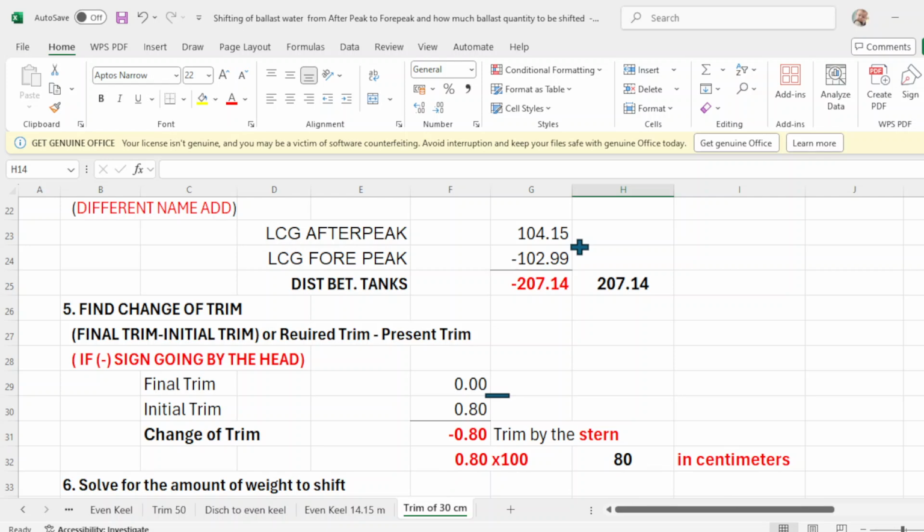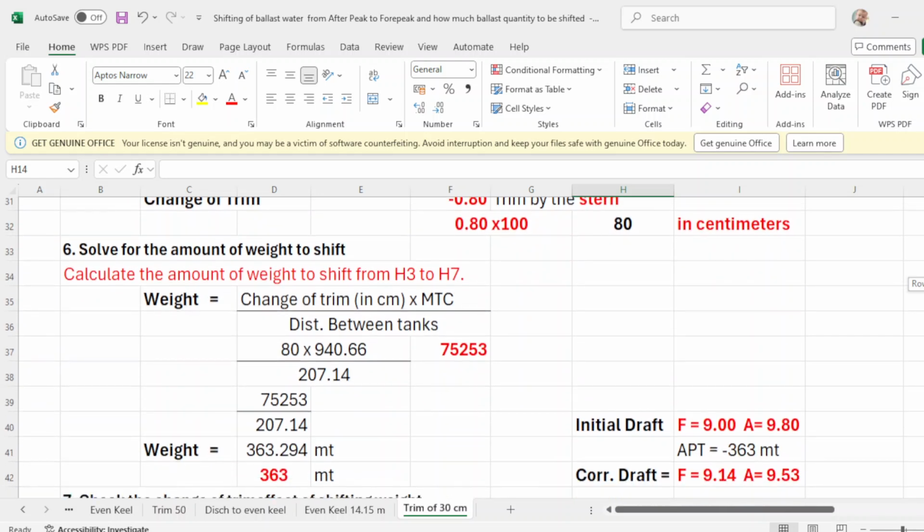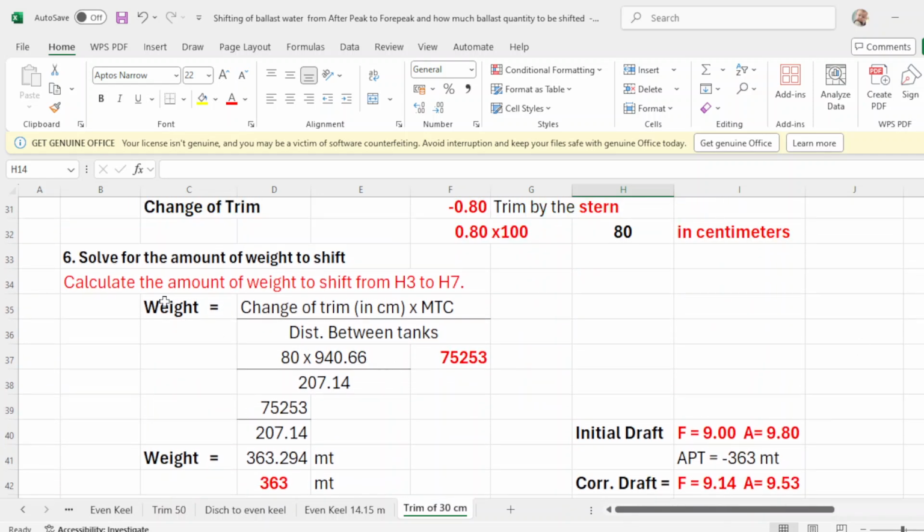Now we go to number 6. Number 6 is to solve for the amount of weight to shift. This is the main heart of the question, that you should know the weight to shift. This is the formula: weight equals change of trim in centimeters times MTC over distance between tanks. We are now talking of tanks, not the compartment or the cargo hold.